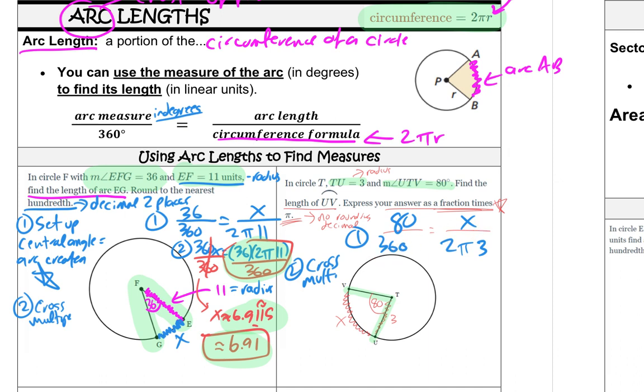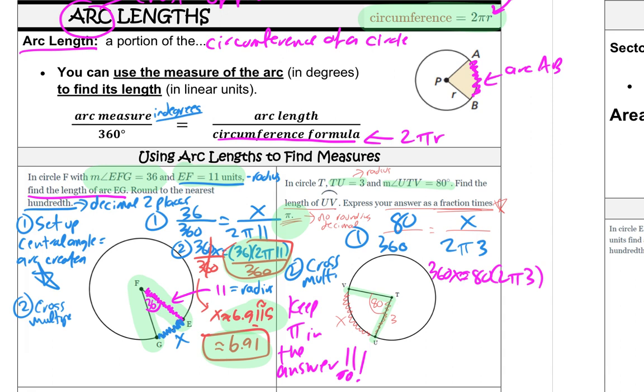Let's check this out. 360 times x is 360x equals, now we want to keep pi in the answer. So we need to keep pi in the answer. Keeping that in mind, let's bring all this down: 80 times 2 times pi times 3.